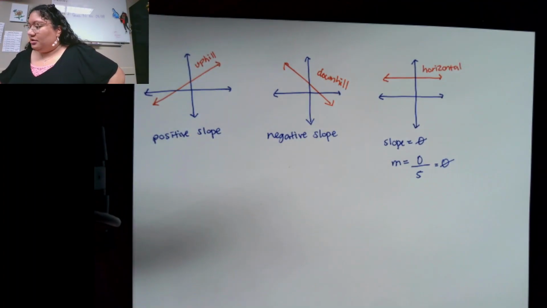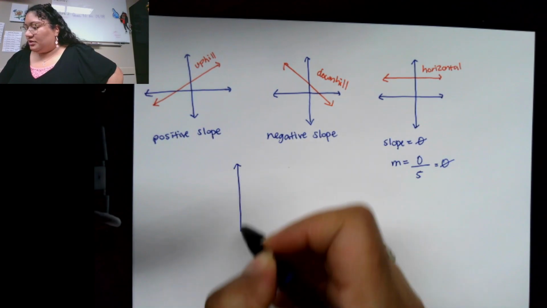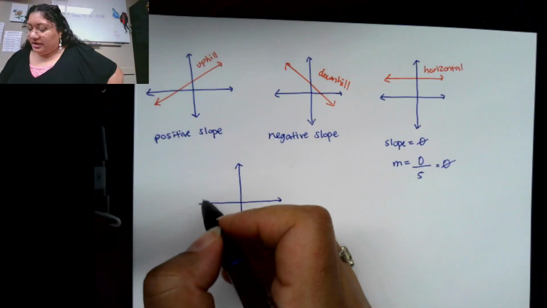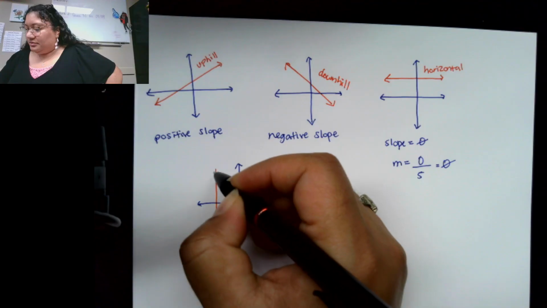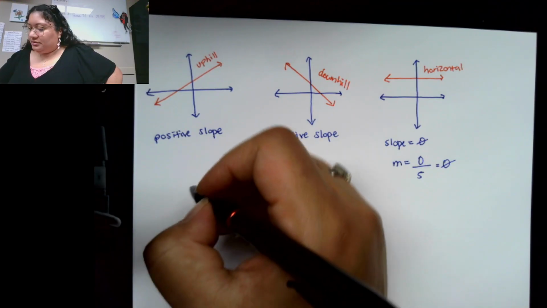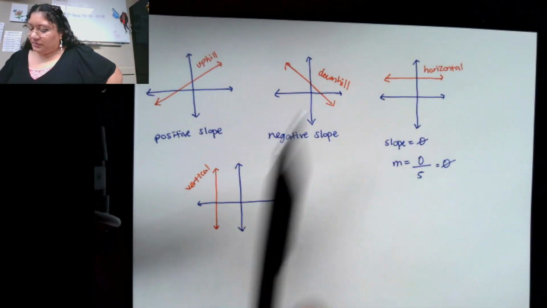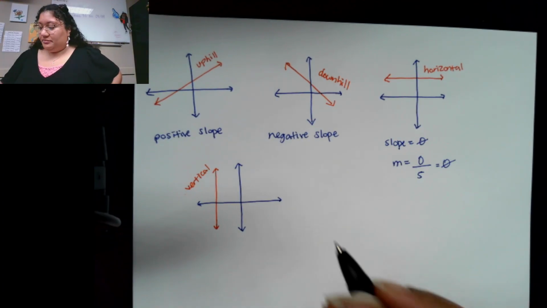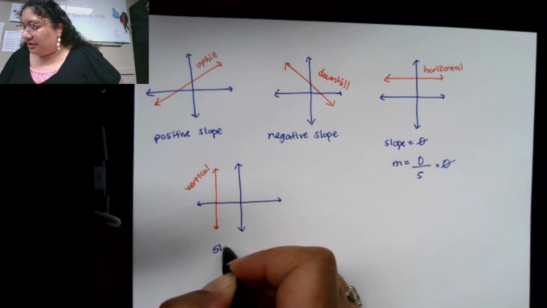Now, our last one. If I were to have a vertical line, so vertical, what do you all think the slope would be? The slope is actually undefined.